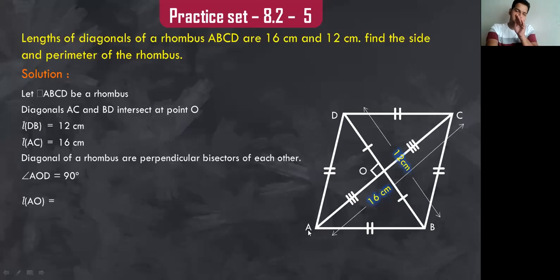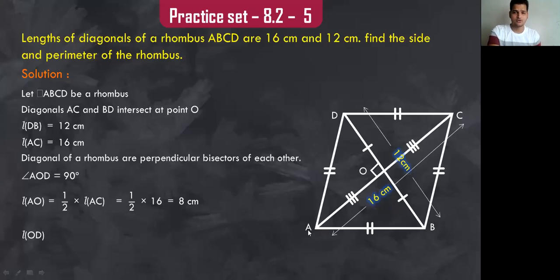So if AO is the first part, okay, it will be equal to segment OC also. Correct. And AO will be half of diagonal AC. What is the length of AC we have got? 16 centimeters. So let us reduce the values. 2 ones are 2 and 2 eights are 16. So what is the length of segment AO? 8 centimeters, and segment OC also 8 centimeters.